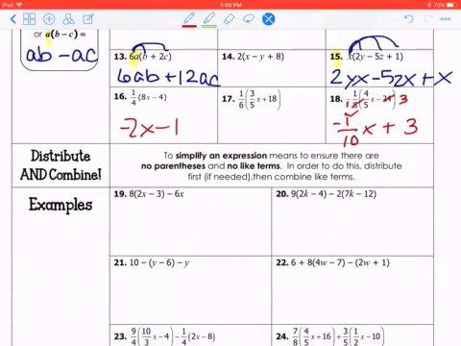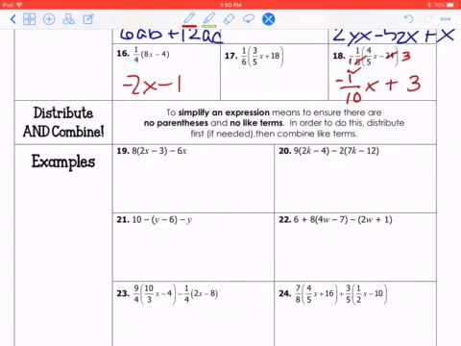Let's jump down. So distribute and combine. So now that was just distributive property. So now we're going to take what we learned yesterday with combining like terms and our distributive property, and we're going to put them together. So you're going to have to do like order of operations. So you'll solve using distributive property, and then we're going to combine any like terms, okay? So we're going to do a couple examples.